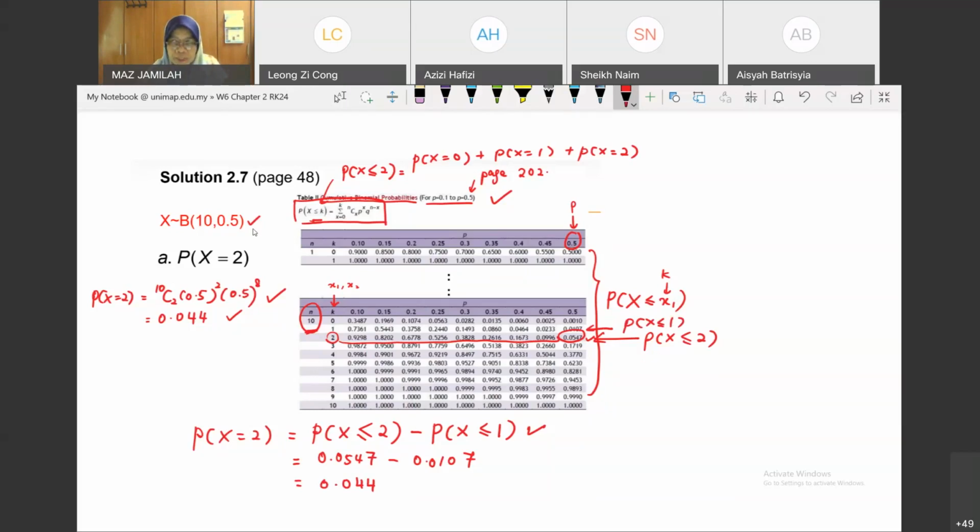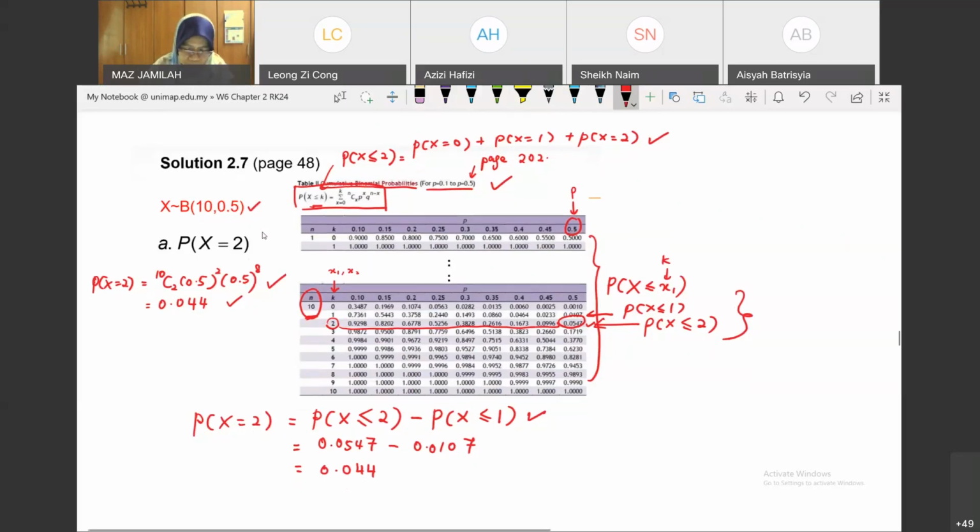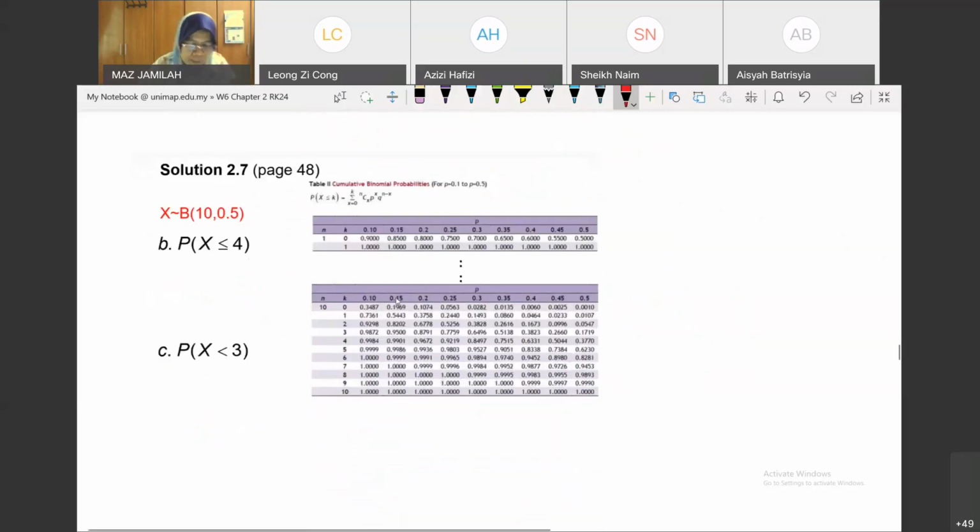So when you are doing a large number of trials, for example n is 100, and you are looking for the probability of P(X = 50), you're not going to use this to find the probability value. But definitely the table will ease the process of finding the probability. Okay, so that will be the first question. Now, what about P(X ≤ 4)?